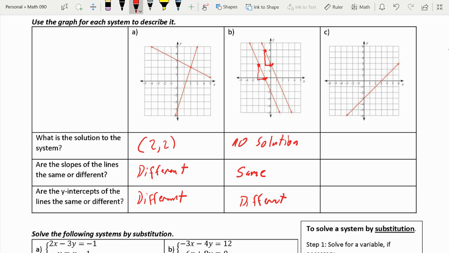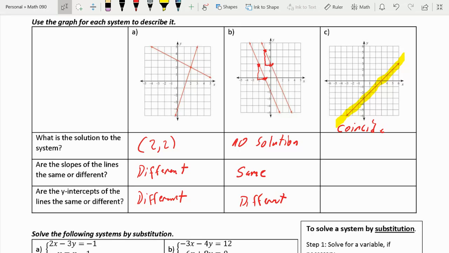All right, for part C. Well, what the hell? I only see one line there. Well, really what's happening here, guys, is there's two lines right on top of each other. They call these lines that coincide. So when there's two lines right on top of each other, the lines coincide. Don't let it trick you and say there's only one line. There's actually two lines there.